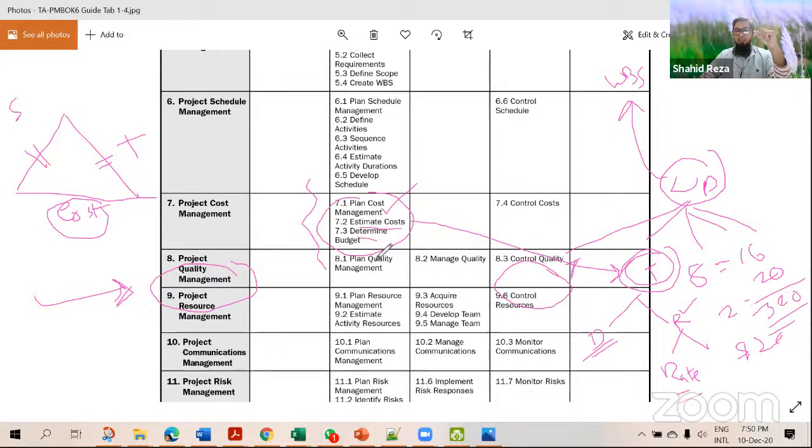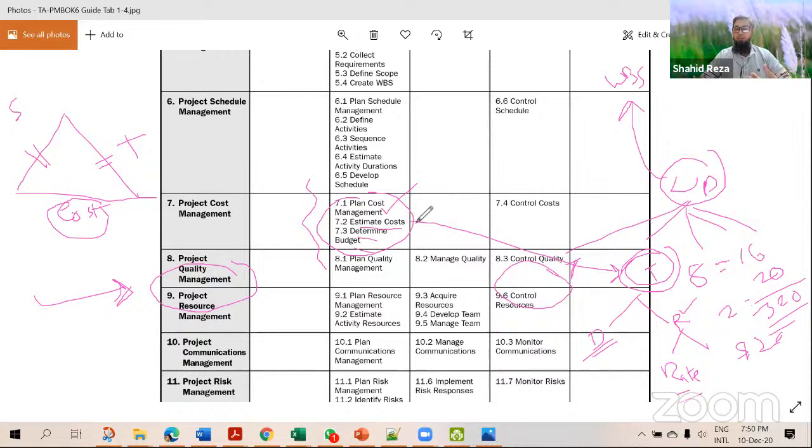Then determine budget means aggregating all the activities cost or work package costs. And after aggregation, the figure we will get is actually the project budget. So determine budget is talking about the whole project budget. That means aggregating every cost component of the project and finding out the project budget. So after completing 7.3, we will get the project budget.